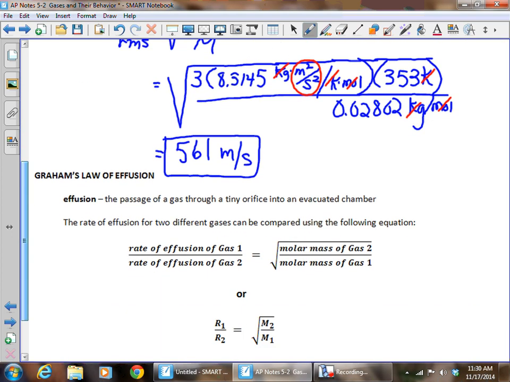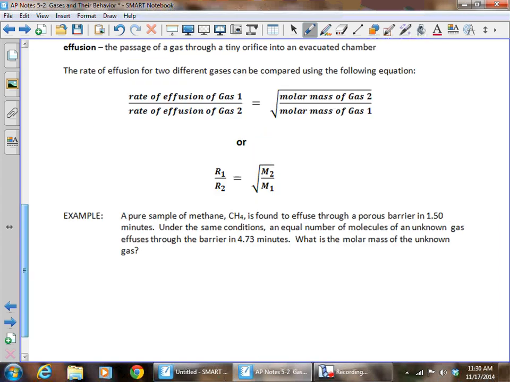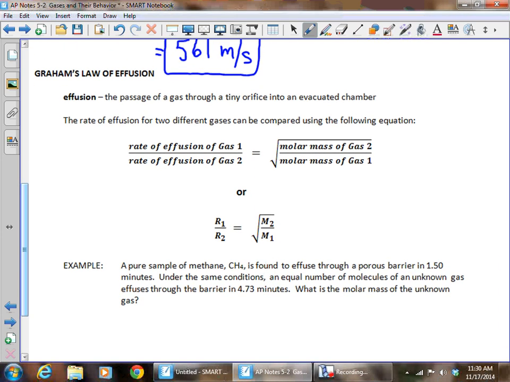And finally, the last example on these notes deals with Graham's law of diffusion. Now, effusion is the passage of a gas through a tiny orifice into an evacuated chamber. The rate of effusion for two different gases, you can compare using this equation. Now, think about it also: it's going to be an inverse relationship. The bigger the mass of the gas, the lower its rate of effusion is going to be, and vice versa. So look at how this turns up in the equation.